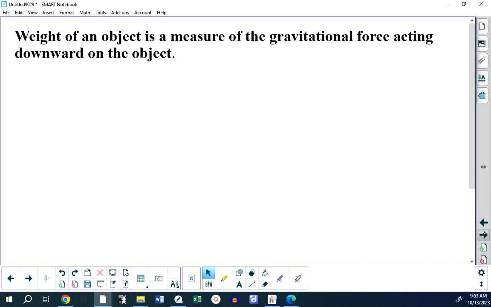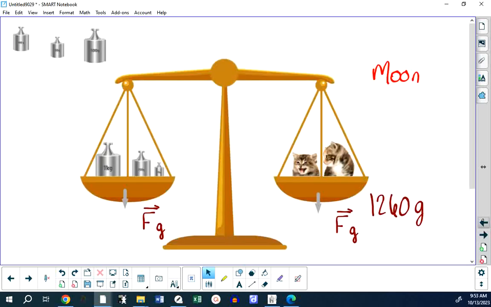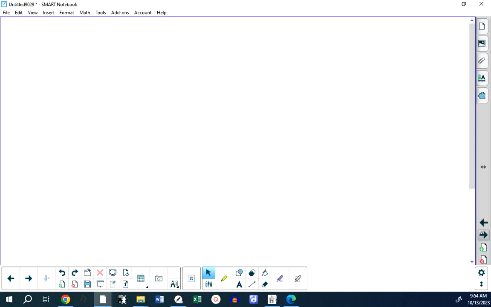So getting back to our discussion of mass and weight. What is weight? Weight is the force of gravity. So if I go back and look at this diagram, this force of gravity here is the weight of these masses. This force of gravity on the right is the weight of the kittens. And that brings up the idea then that mass is measured in grams or kilograms, but weight must be measured in newtons. It's a force.